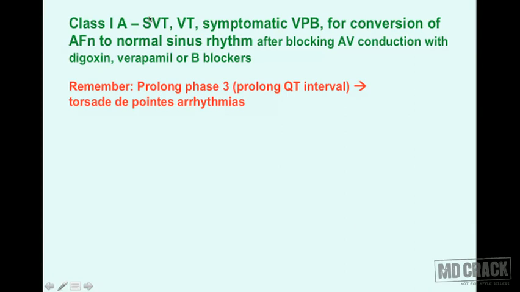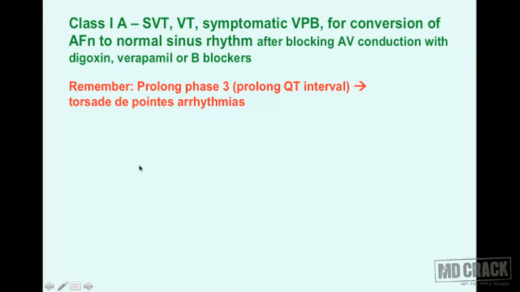They are useful for supraventricular tachycardias as well as ventricular tachycardias. They are useful for symptomatic ventricular premature beats, VPB. They are useful for conversion of atrial fibrillation to normal sinus rhythm after blocking the AV conduction with digoxin, verapamil, or beta blockers. When you want to use a drug for conversion of atrial fibrillation to the normal sinus rhythm, you need to block the AV conduction. For this, you can use digoxin, verapamil, or beta blockers, and then you can give a class 1A agent.